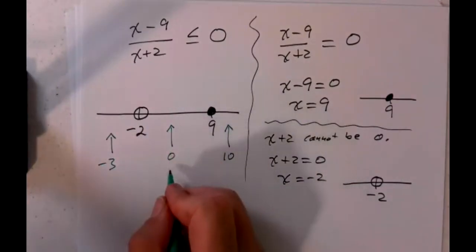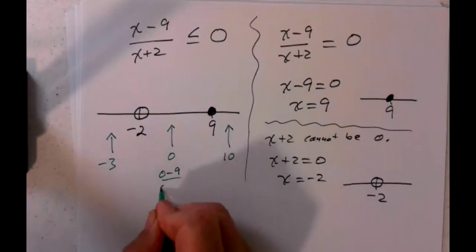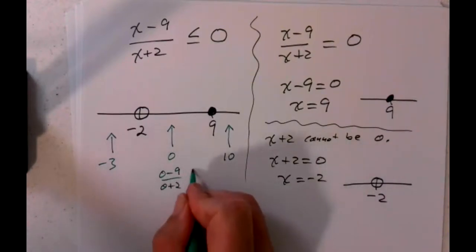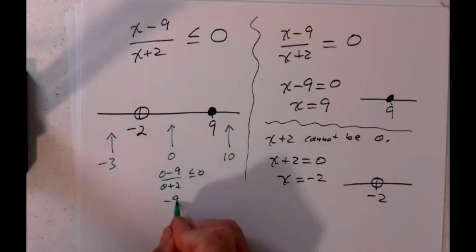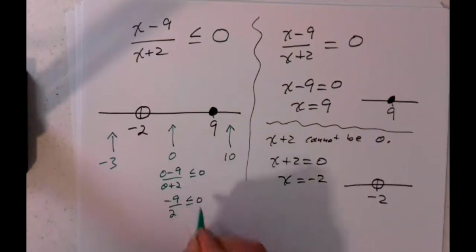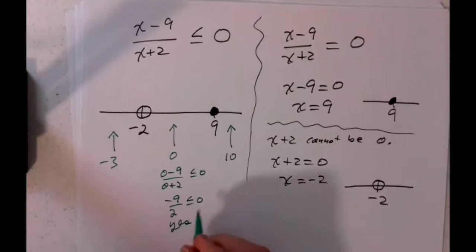So let's do 0 first. (0 - 9)/(0 + 2). Is that less than or equal to 0? Is -9/2 less than or equal to 0? That's yes. If it's yes, you shade it.